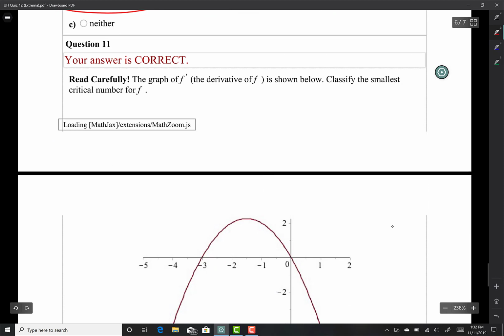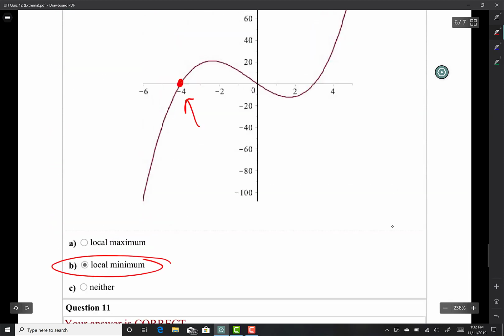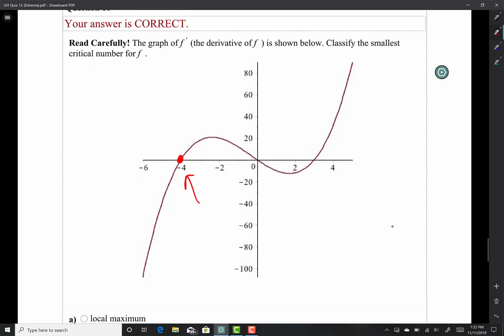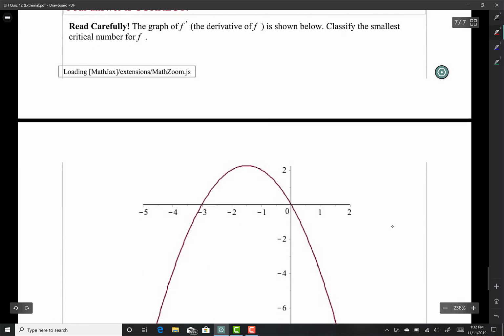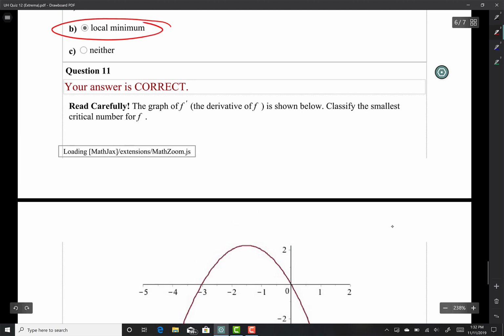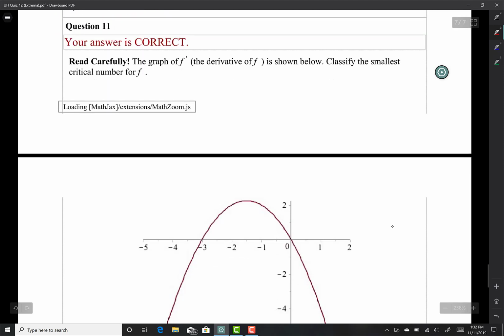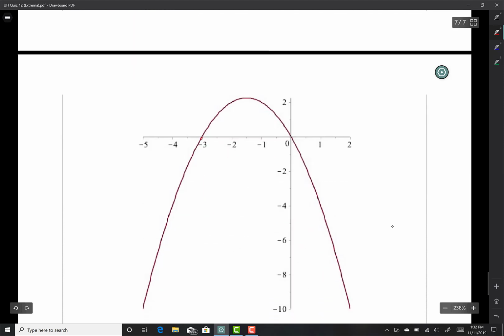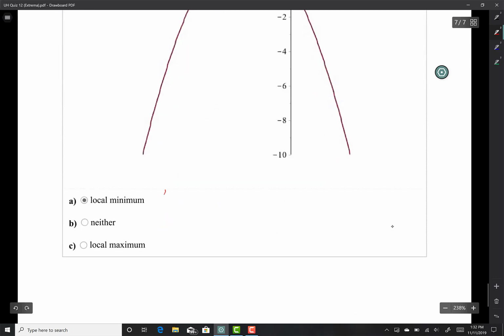It says the graph of f prime, the derivative, is shown below. Classify the smallest critical number of f. Oh, I thought that was the same thing that we just had over here. Yeah, same thing almost. All right, so this is f prime. Classify the smallest critical number for f. So here again, I'm going from negative to positive, so that is also a minimum.